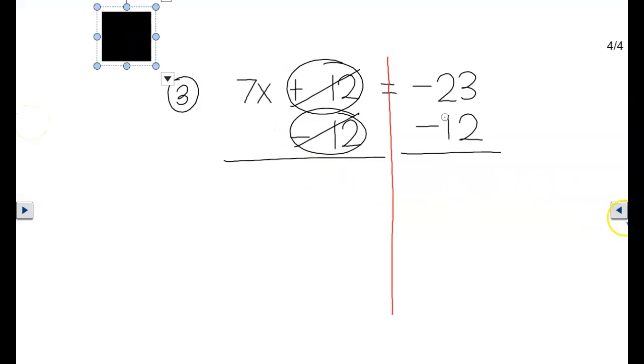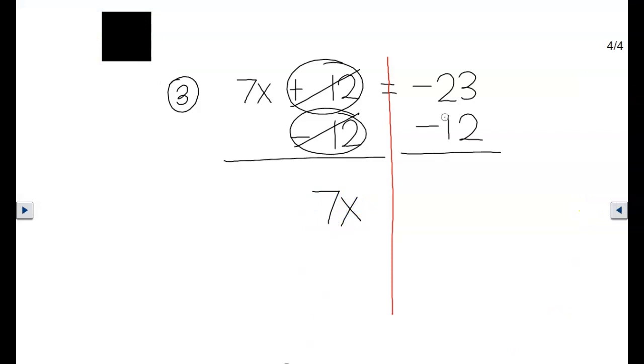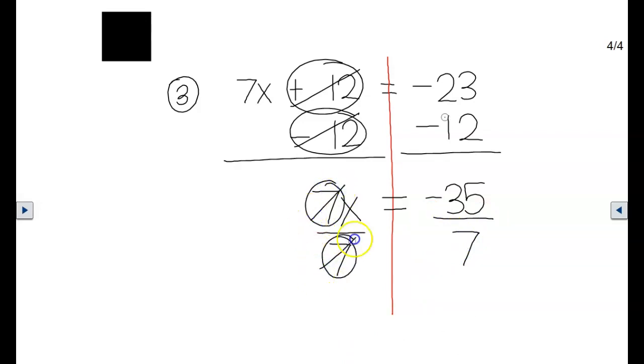All right, now uncover that x and let's see what we've got. We have 7x on this side equal to negative 23 minus 12, which is a negative 35. All right, now I'm looking at that 7x. I know that means 7 times x, so I see multiplying by 7. I need to do the opposite. So I'm going to divide by 7 on each side. Multiplying by 7, dividing by 7 cancel each other out. X is alone now. Negative 35 divided by 7 is a negative 5.